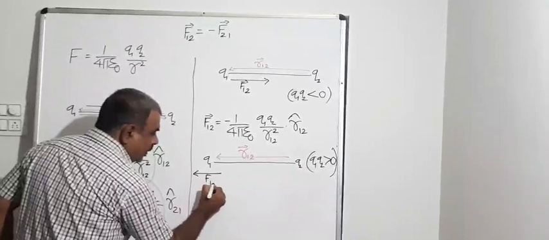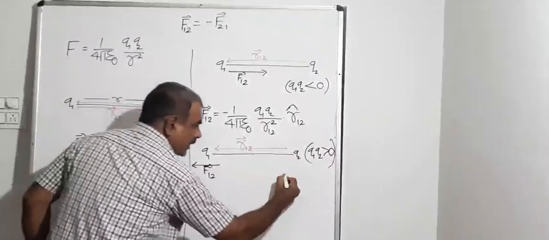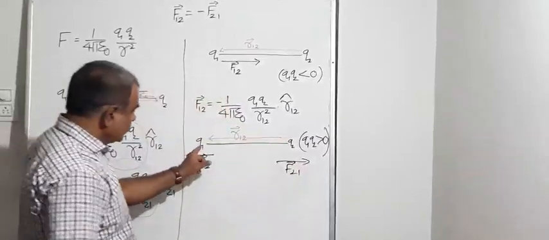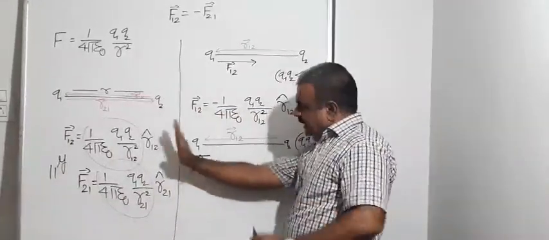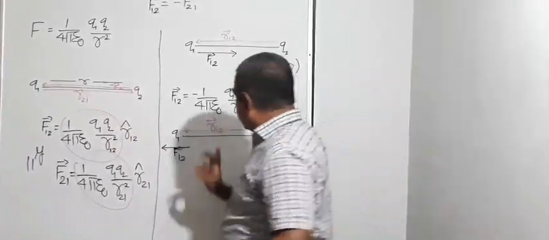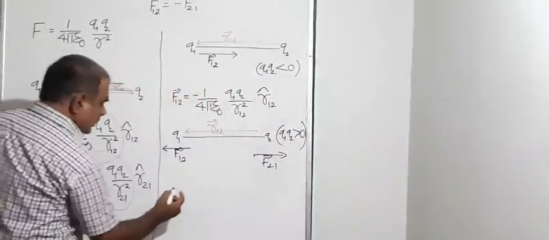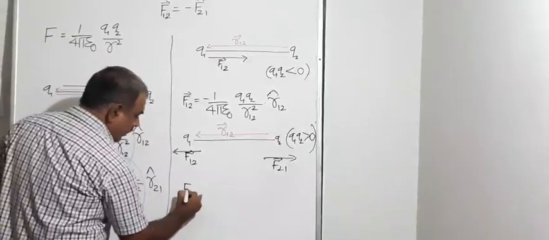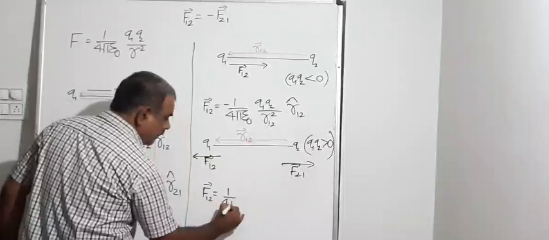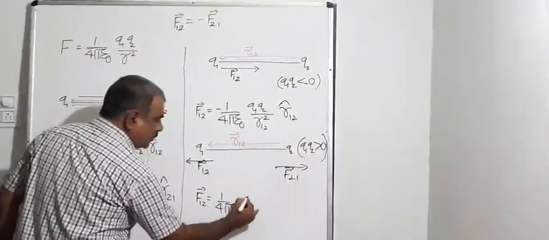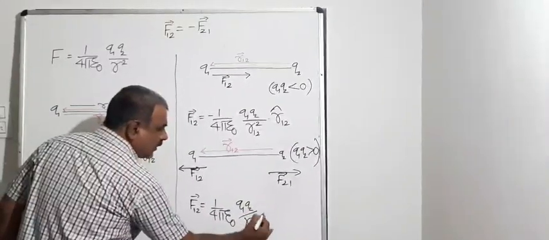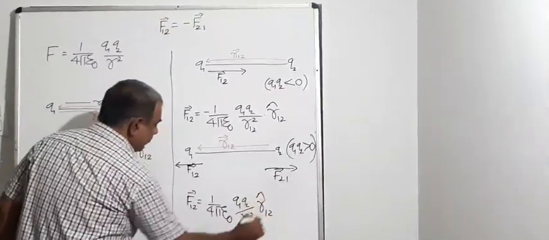this will be F12. If I am writing over here, it will be F21. As Q1 is repelled by Q2, it gets pushed towards this direction, so this will be F12. So here if I write down the equation, F12 is 1 over 4 pi epsilon 0 Q1 Q2 by R12 square into R12 cap.